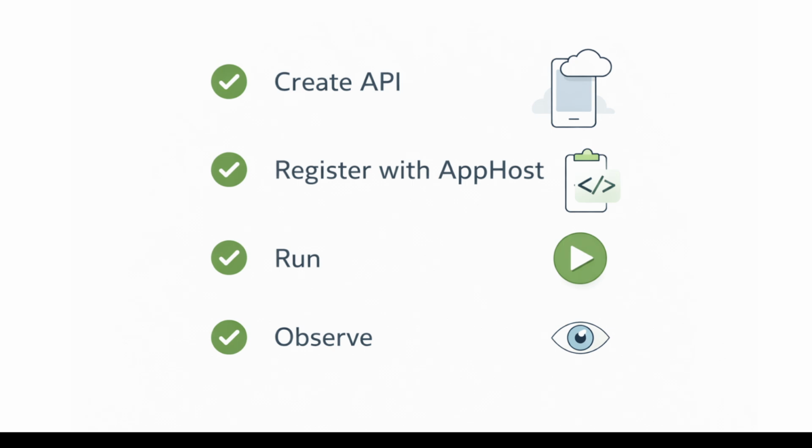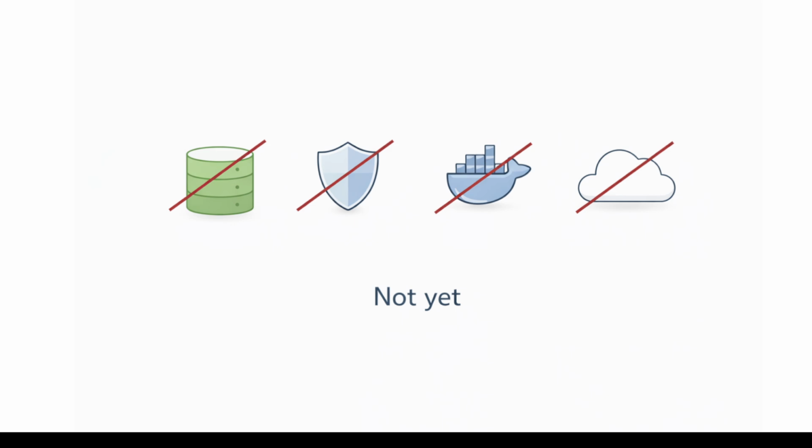In the code walkthrough, we will create the catalog API project, add it to the Aspire app host, run everything together, and see the service appear in the Aspire dashboard. No advanced patterns, just a clean foundation. In this episode, we are not adding a database, authentication, Docker, or cloud resources. We are building confidence first, not complexity.